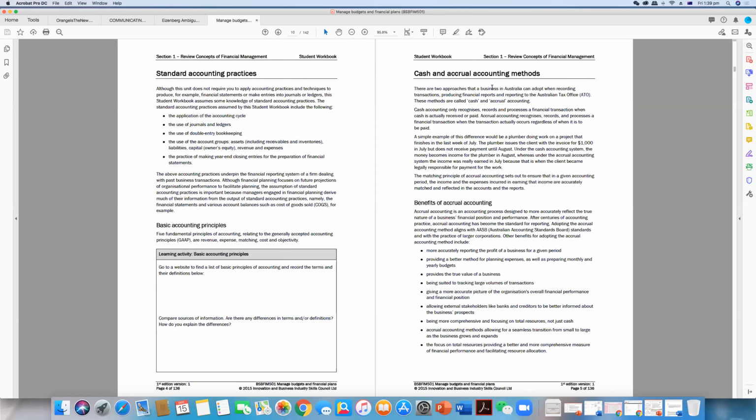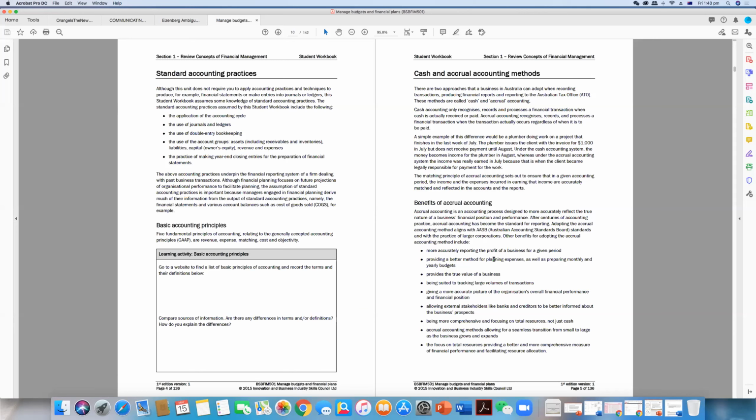And for cash and accrual accounting, we have already explained. Cash accounting only recognizes, records, and processes a financial transaction when cash is actually received or paid. But more accurately, we need to use accrual accounting, which recognizes, records, and processes a financial transaction when the transaction actually occurs, regardless of whether it's to be paid in cash. So normally we use accrual accounting more.